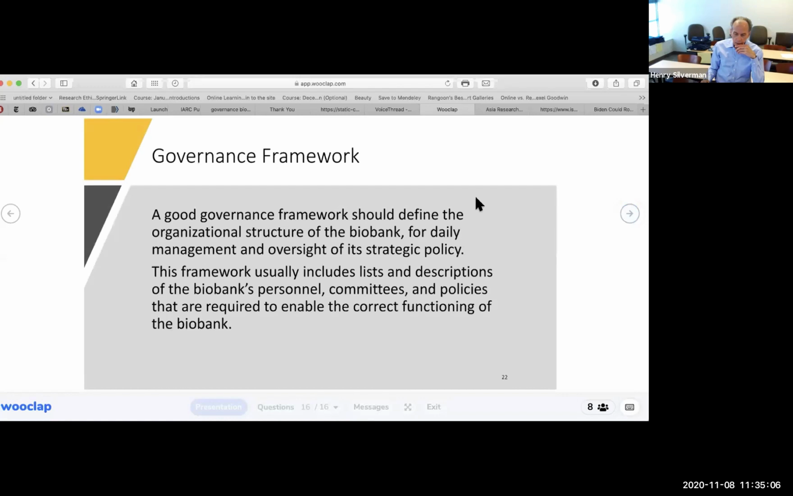So a good governance framework should define the organizational structure of the biobank for daily management and oversight. This framework usually includes lists and descriptions of the biobank's personnel, committees, and policies that are required to enable the correct functioning of the biobank.